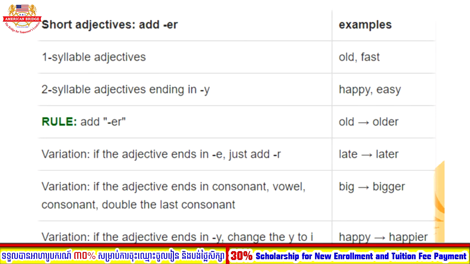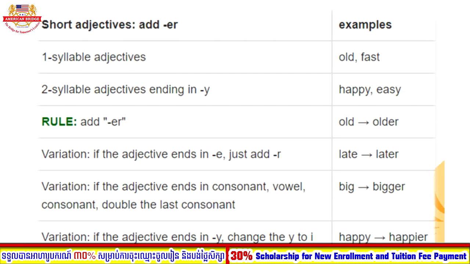The teacher explained this already. Students, do you understand the short adjectives? Again, with short adjectives, we add ER. Short adjective means an adjective that has one or two syllables. One syllable, we add ER. Two syllables that end in Y, we change Y into IER. Got it? If you have any question, just leave a question. Now let's move to the other part.